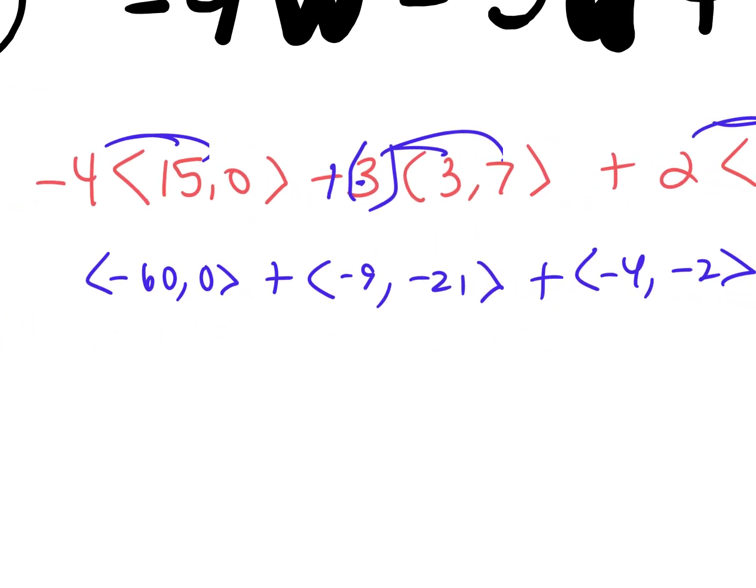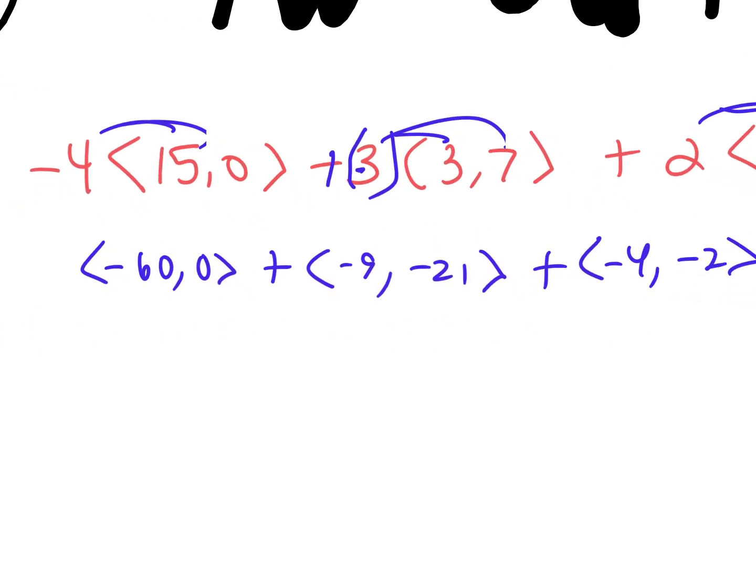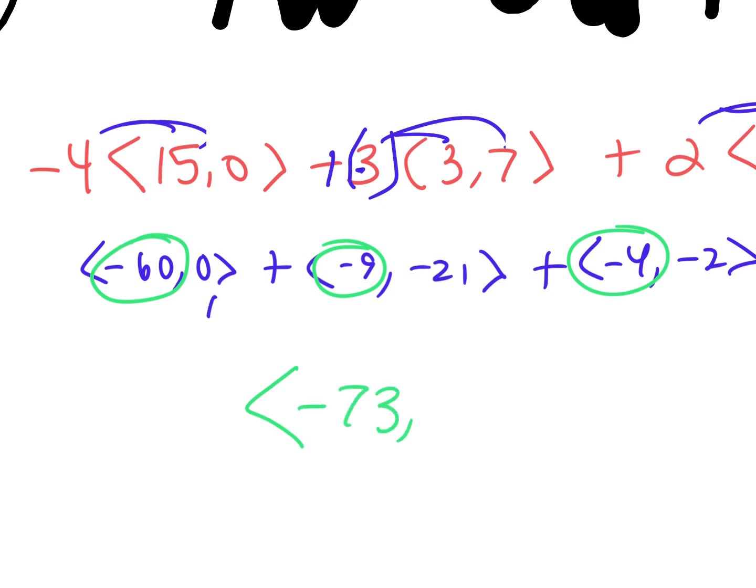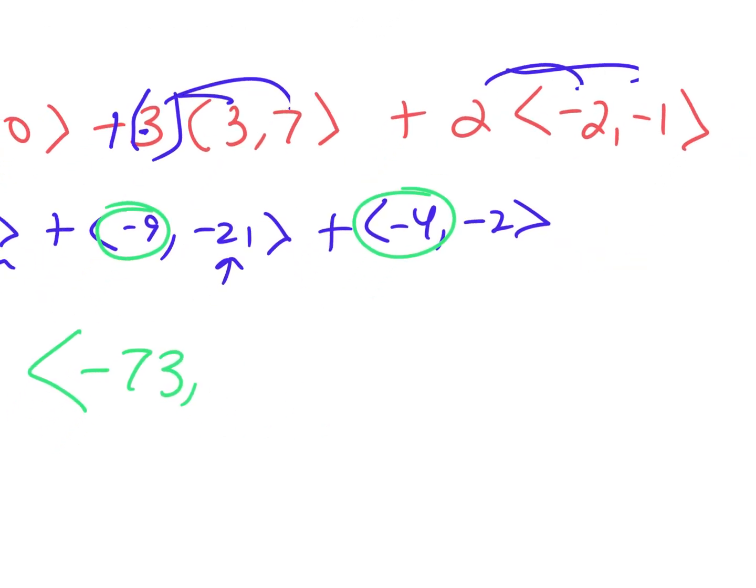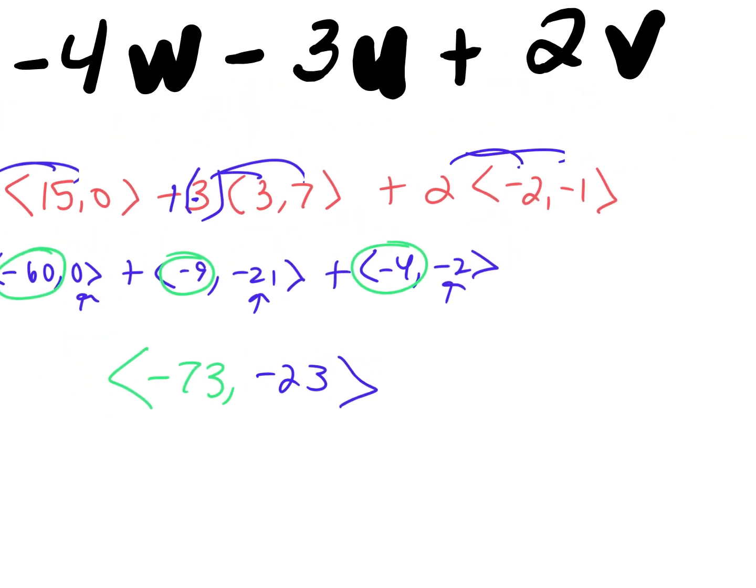I have 3 vectors that we're adding together. I don't care if you add 3 together or 25 together. First stays with first, stays with first, stays with first. Negative 60 plus a negative 9 is negative 69, plus a negative 4 is negative 73. Second with second with second. So 0, negative 21, and a negative 2. Negative 23. And there's your vector.